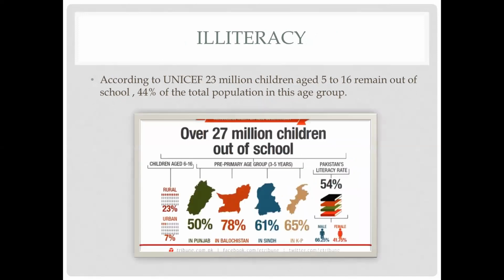Illiteracy. According to UNICEF, 23 million children aged from 5 to 16 remain out of school, 44% of the total population in this age group. Pakistan has the second largest number of out-of-school children. In rural areas, the illiteracy rate is much worse. It is difficult for uneducated parents to understand the importance of education.